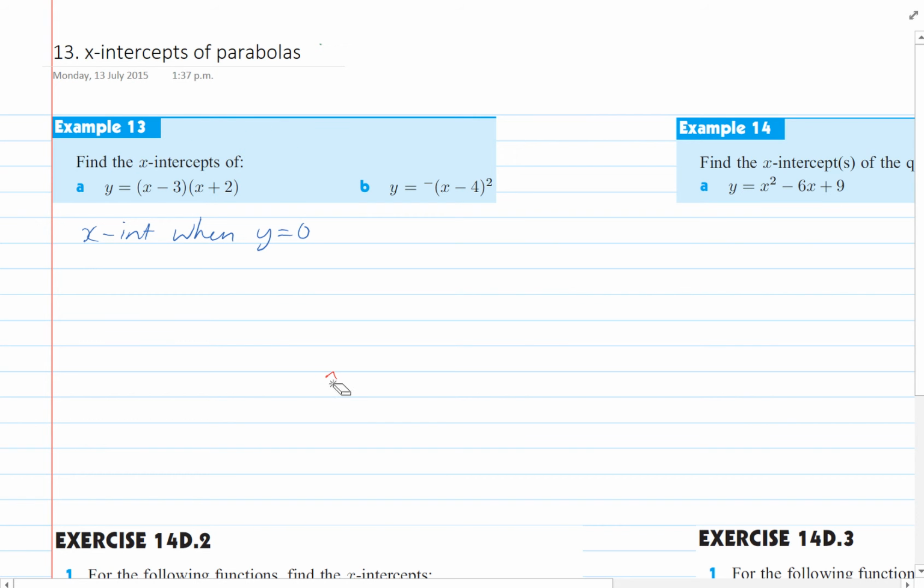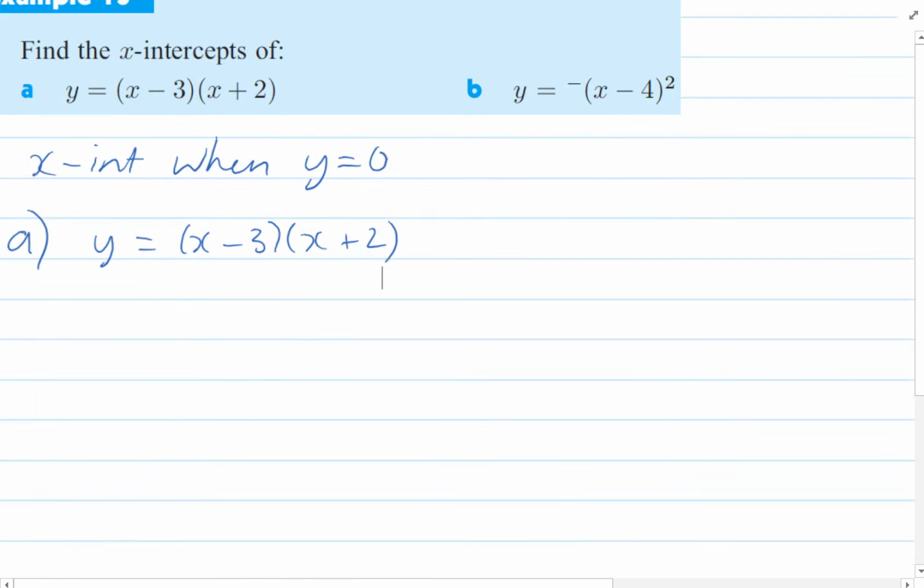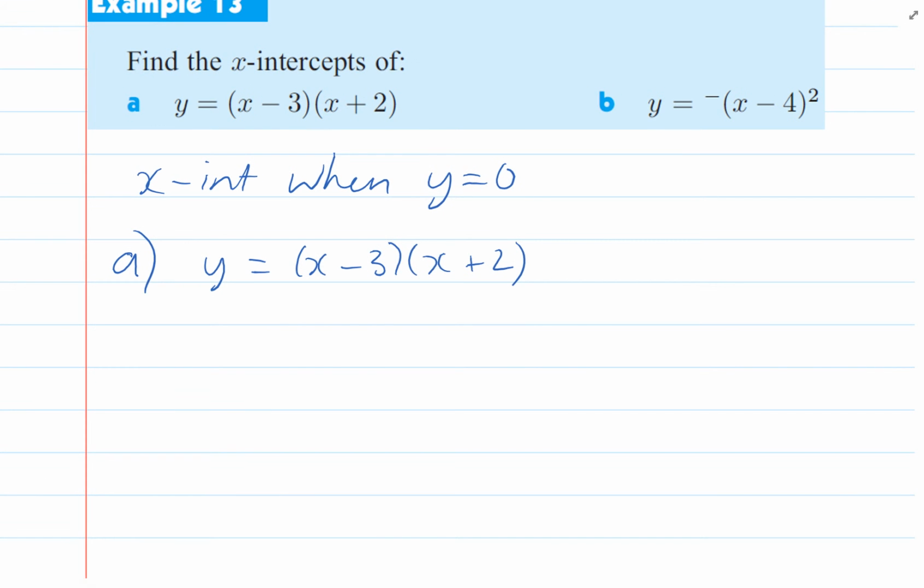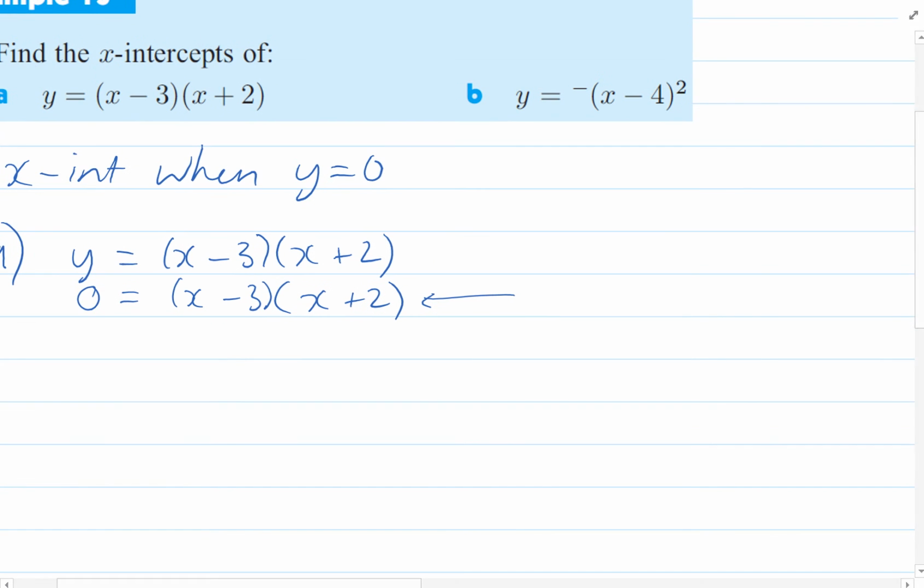So let's look at our first question here, and I'll write it out. y equals (x minus 3)(x plus 2). And if we're looking for the x-intercept, then we want to make y equal to 0. So I'm going to write 0 there, and then write out the rest of the equation as normal. Now this here is something that you've actually seen before this year. That's something that we call a quadratic equation.